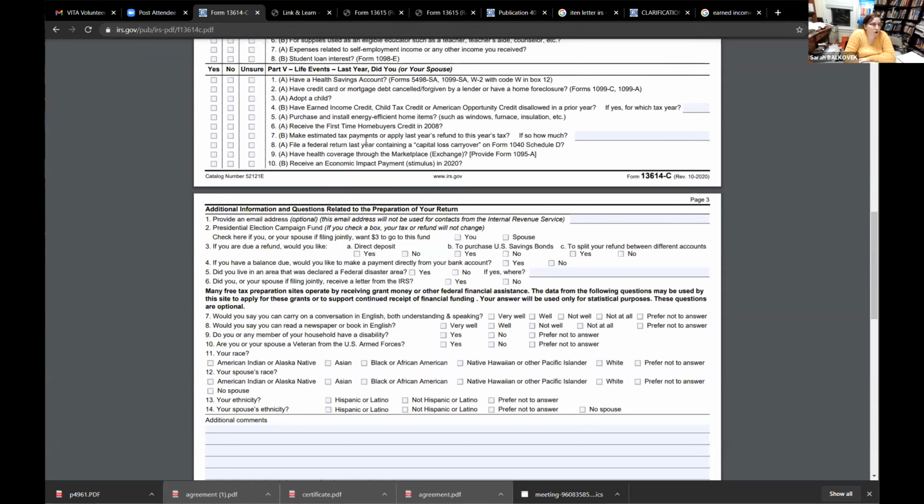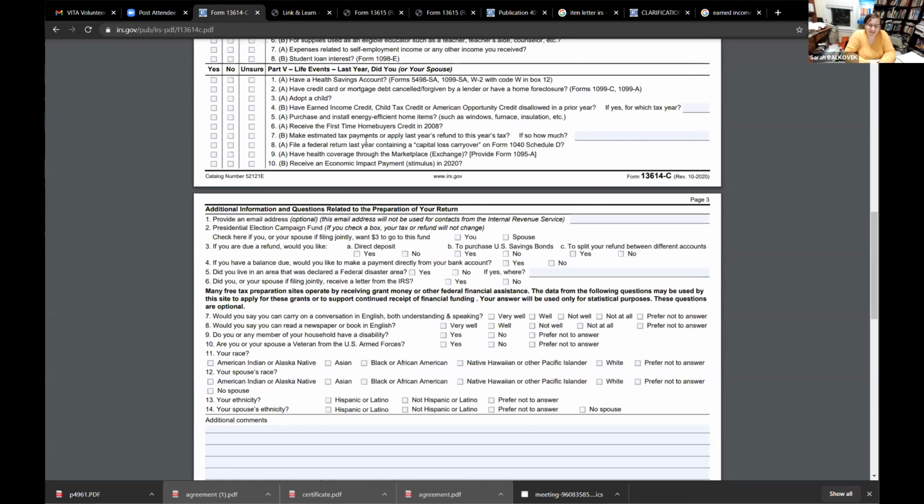Received the first time home buyer's credit in 2008. That was in 2008, they were going to give a credit to people to help them with the down payment on their home. And then the financial crisis in 2008 hit. So very specifically, if you got that in 2008, you have to pay it back over the course of a number of years. People will know if they bought a house in 2008. They'll know that they've been paying it back for a number of years, and people will have that paperwork with them.